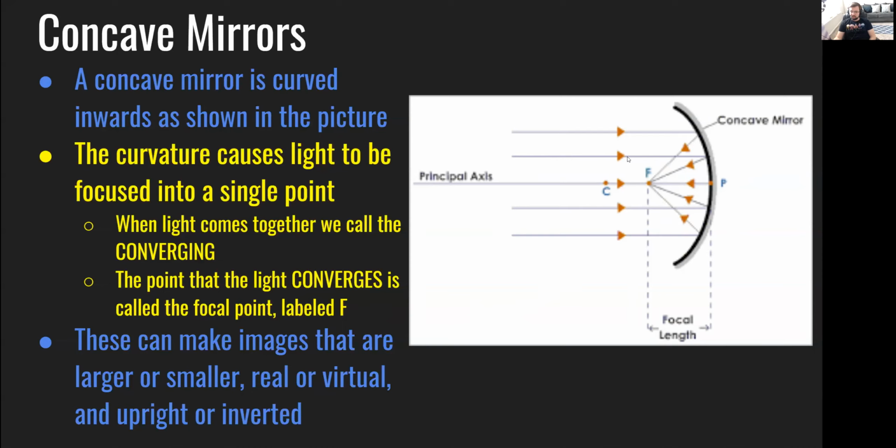These mirrors can make images that are larger or smaller than the way the object normally looks. They can make images that are real or virtual, meaning images that could appear to be inside the mirror, like you're used to, or images that can be projected onto something. And they can make images that are upright or inverted.